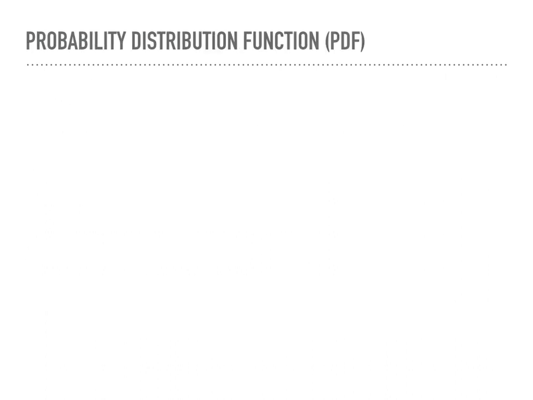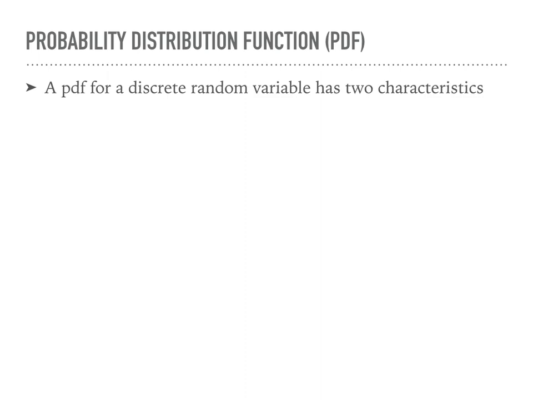We will talk about probability distribution functions, PDFs. A PDF for a discrete random variable has two characteristics. Each probability is between 0 and 1, and the sum of the probabilities is 1. Now these two things may seem familiar because they're two of the rules that we had about probabilities in our last chapter.